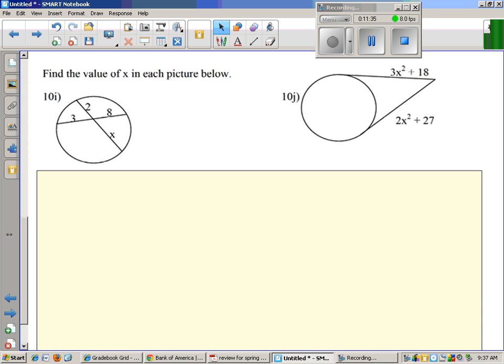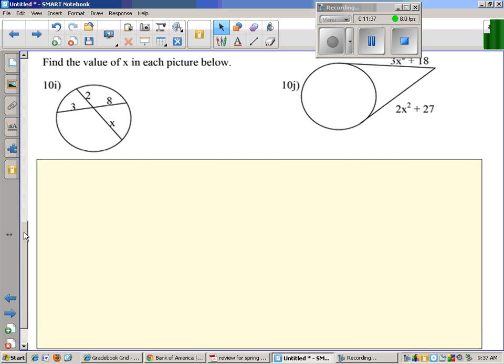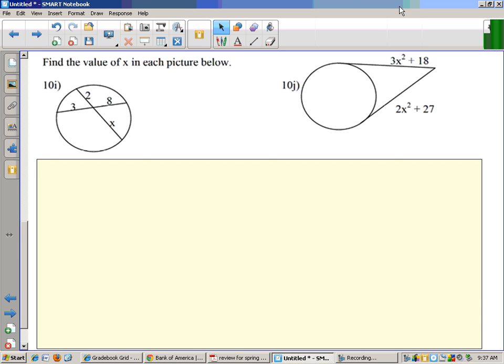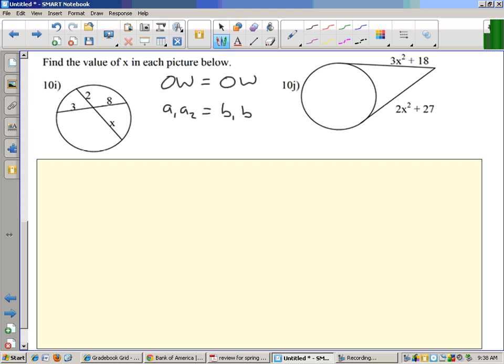All right, now are we dealing with arcs in this case right here? Are these arcs, arc measures? No, these are the lengths. So now we got to go back to the idea of lengths. We had two basic ideas that we were working here. We had ow equals ow, and then we had A1, A2 equals B1, B2.